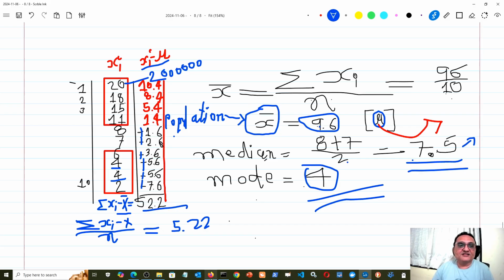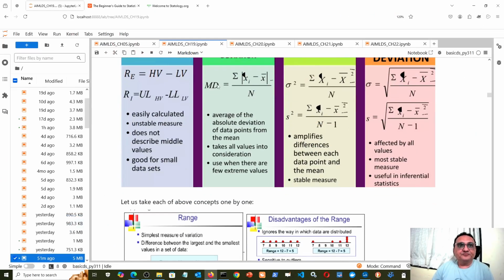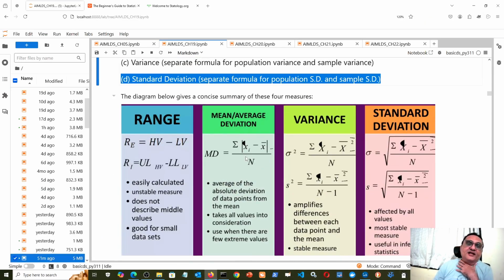And the definition says that you have to divide by the number of observations. So that is 10 observations here. So that means 52.2 divided by 10. So what is the absolute variation? Then that is the mean or average deviation, which is equal to 5.22 for this data set.